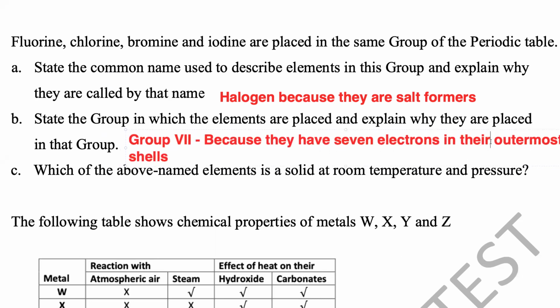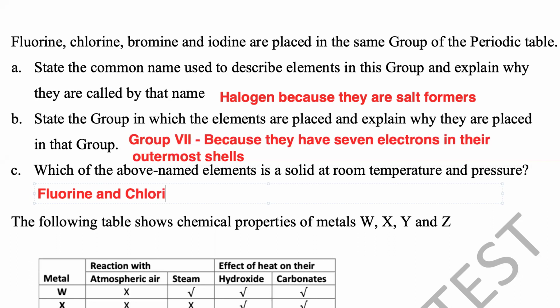And then what about C? C says, which of the above named elements is a solid at room temperature and pressure? So being those elements that were given, they have different physical states, but they're looking for one which is a solid. So maybe to start with, we are going to say that fluorine and chlorine are gases.